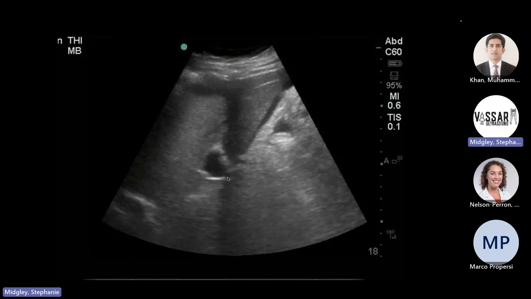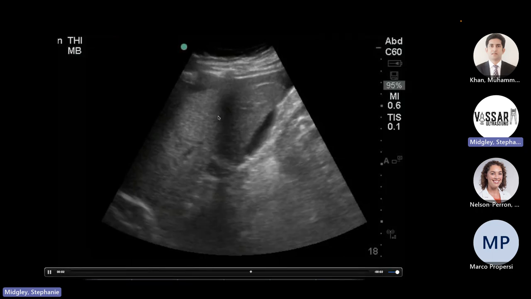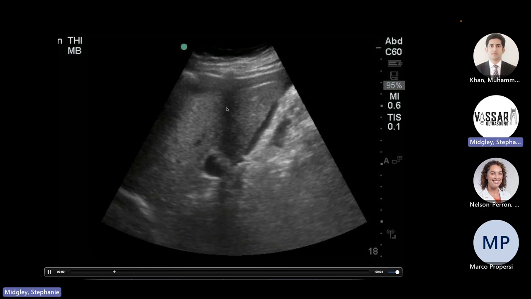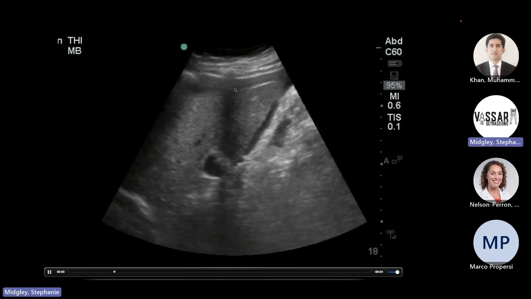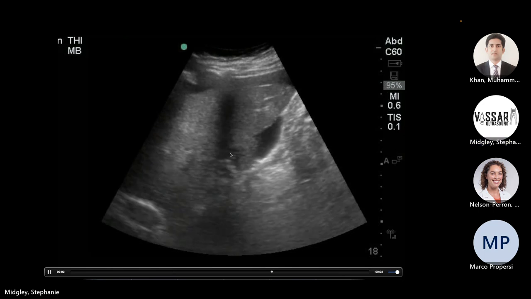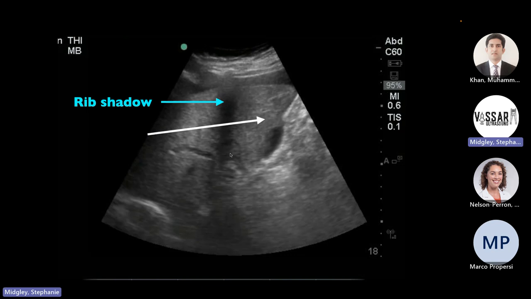And then there's this, which when I first saw this view, I was like, oh my God, their liver's like shattered in half. But this is just a rib shadow. And if your eyes track up, you see it kind of comes from this little bright white, and it tracks all the way deep. And if you watch the video, you can see that this shadow kind of tracks side to side as they breathe. So not related to the liver. So just rib shadow. But there's your free fluid.